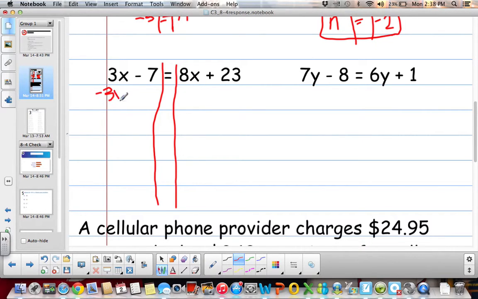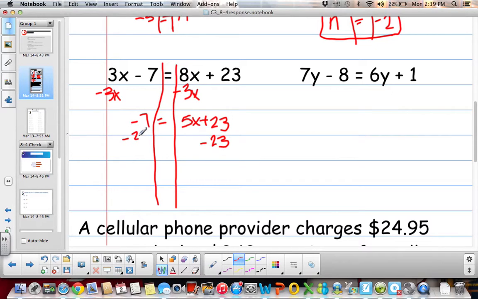So I'm going to subtract 3x on both sides. Oops. So I have negative 7 equals 5x plus 23. So now I'm going to subtract 23 on both sides, because remember my goal is to get this x alone. So I'm taking things that are furthest away or most distant from my x. So 23 isn't even attached to x, so I'm getting rid of that first.